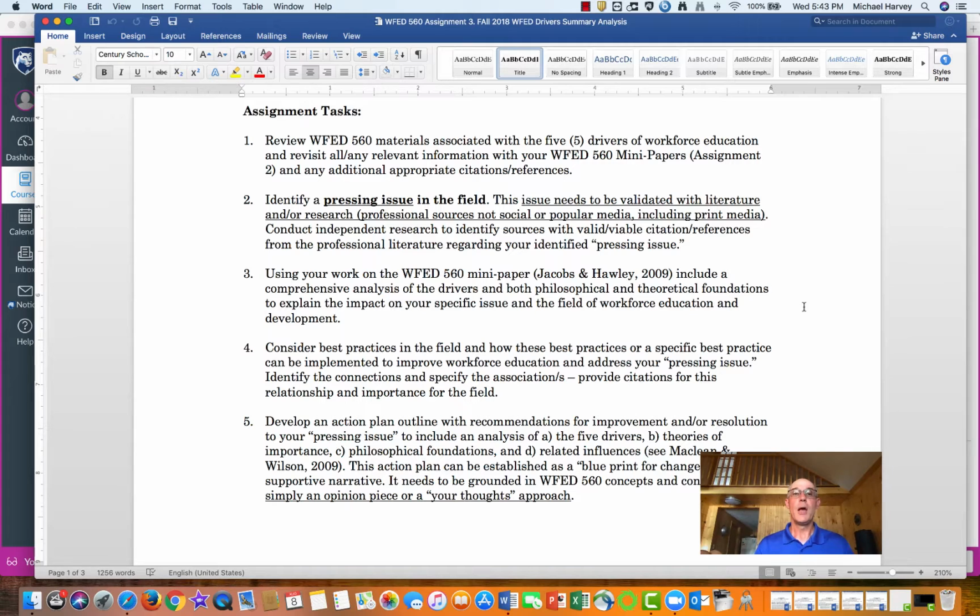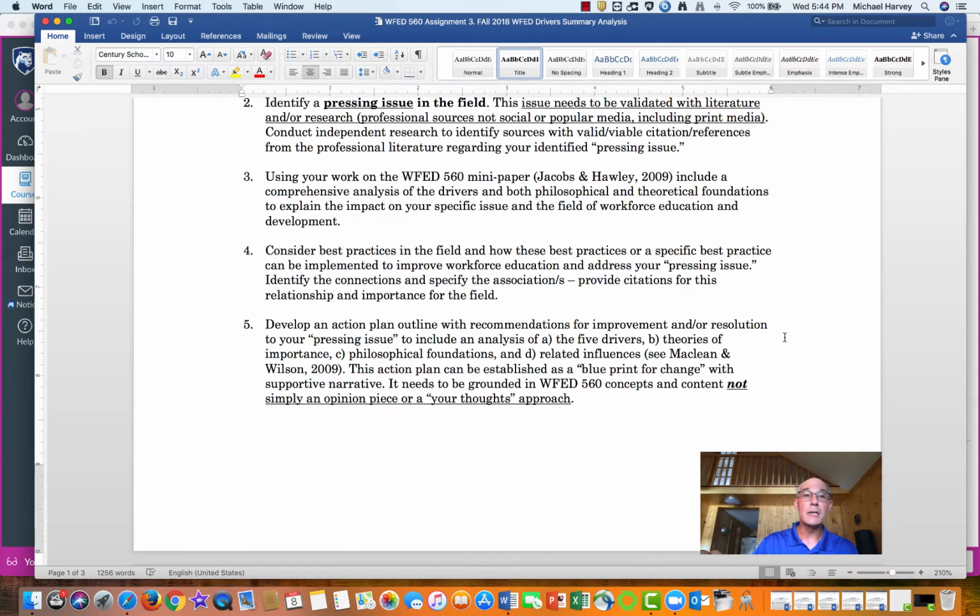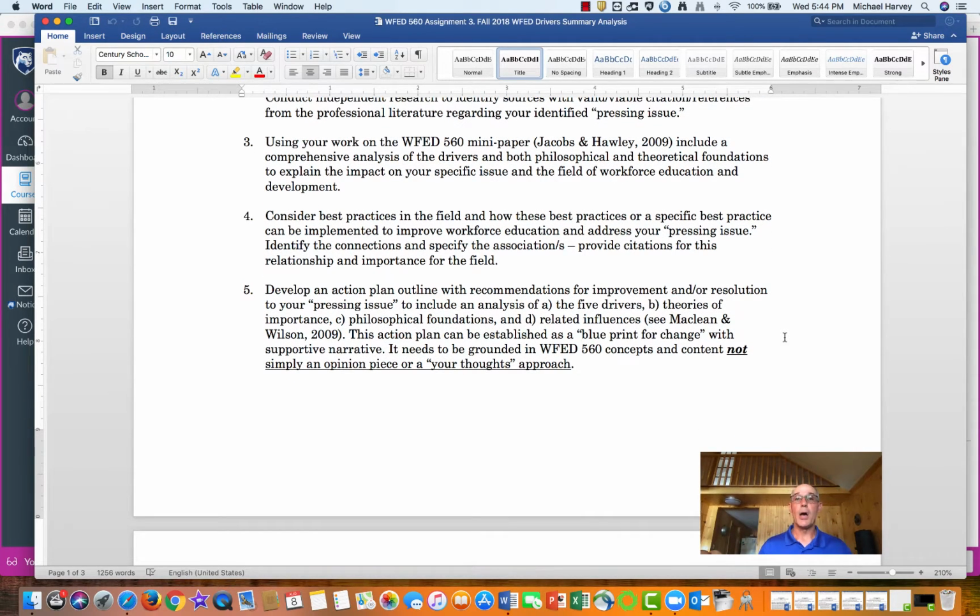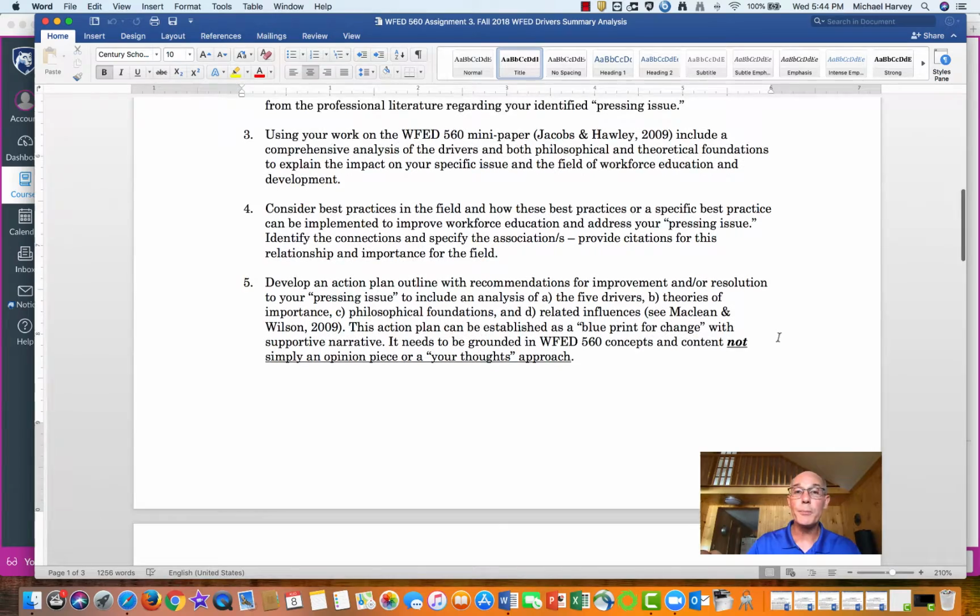So your pressing issue must be valid, it must be politically legitimate, it must come from the professional literature, and it must be part of the professional practice, the professional conversation, and the professional discourse where it will have a literature or a research base. Additionally, you're going to use your work on the mini papers, including other comprehensive information, along with information from your theories paper to support this issue and to talk comprehensively about what the issue is. Consider best practices in the field that align with your pressing issue.